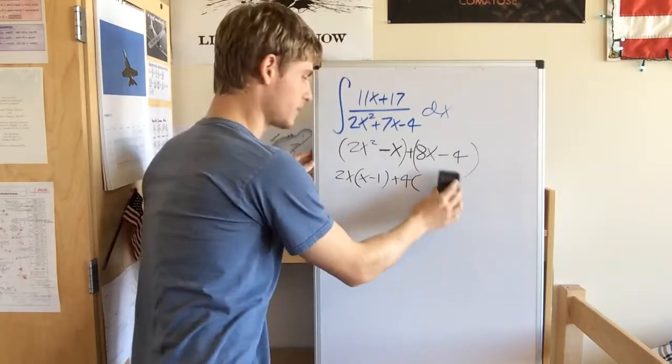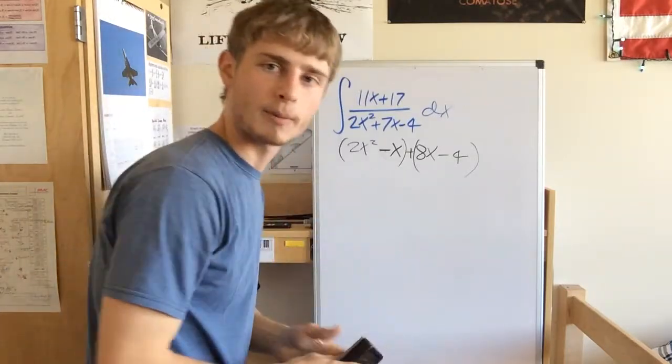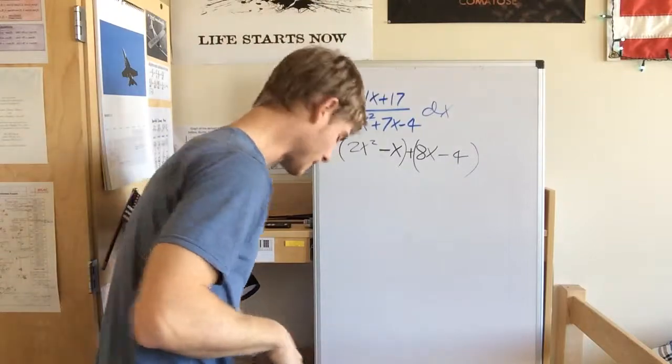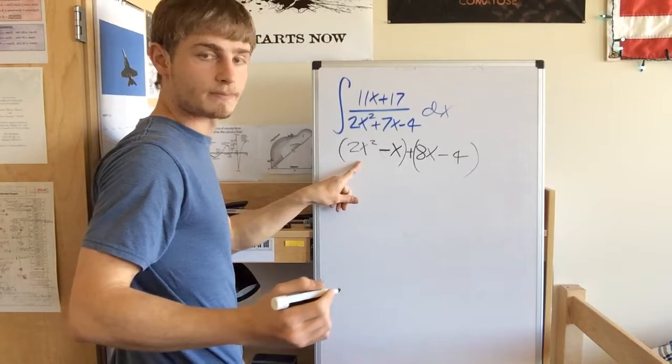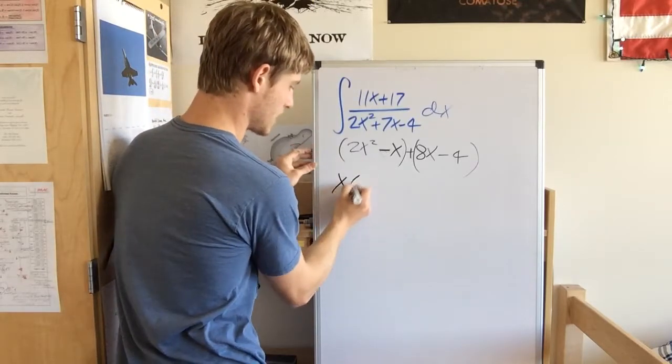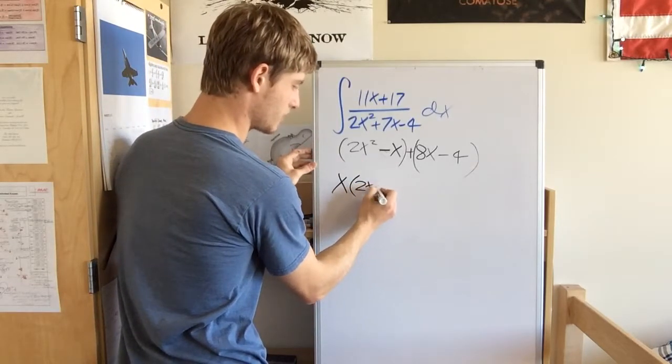Actually, I see a better way to do this. This is what happens when I don't prepare when I do a video. I just kind of do these off the top of my head. There's a better way here, though. We can just take out an x. So we're going to take out an x, and then we're going to have 2x minus 1.